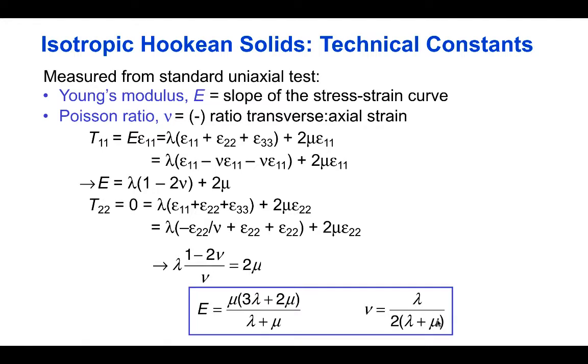So this shows us that the uniaxial tension test, if we measure both the Young's modulus and the Poisson ratio, is sufficient to give us the constitutive equation for an isotropic Hookean elastic solid, and therefore to compute the stresses for any strain state, not just the uniaxial tension or compression state that we did our test in.